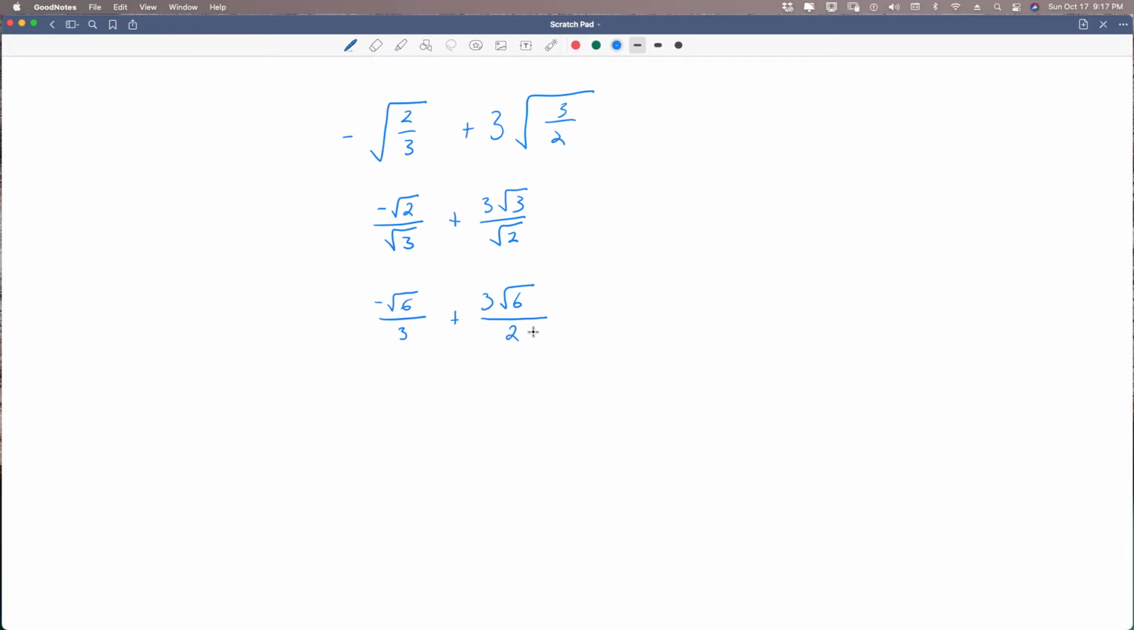So now we have something that we can actually find a common denominator for and solve for. So I'm going to multiply this side by 2, which gives me negative 2 square root of 6 over 6, plus multiply this fraction by this denominator, and we have 9 times the square root of 6 over 6. Negative 2, positive 9, that would equal 7 times the square root of 6 over 6 as our final answer.